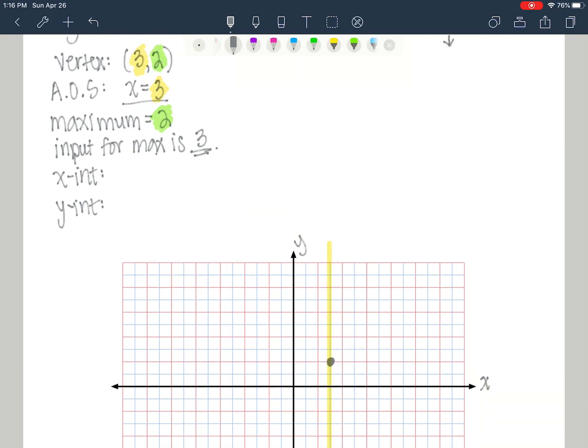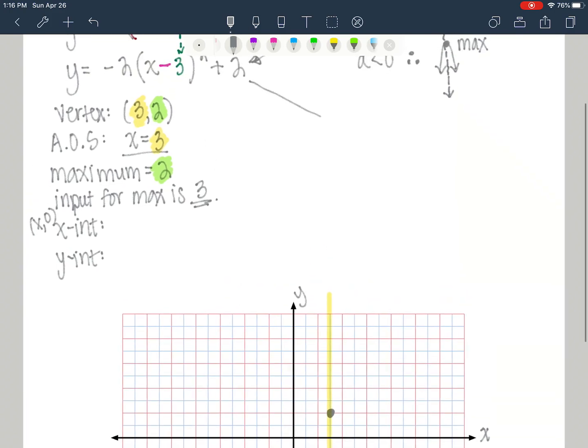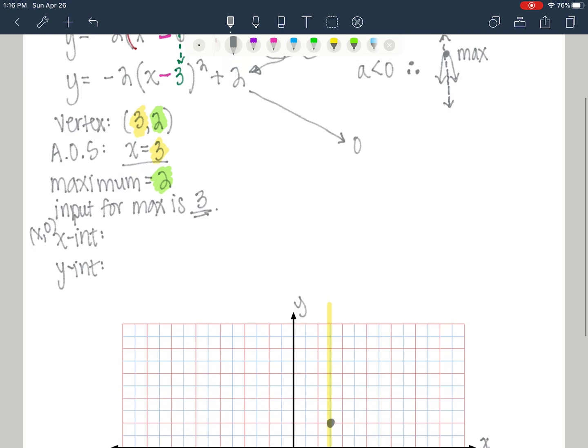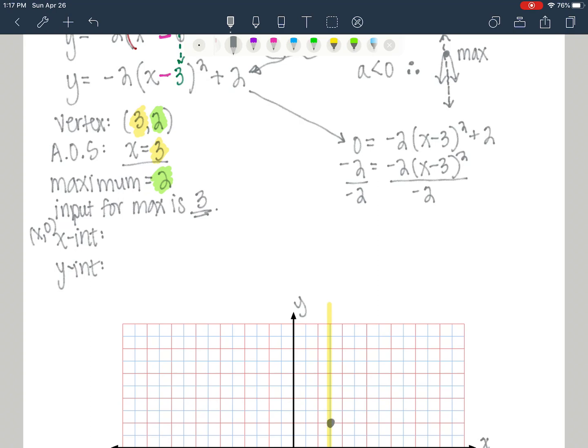So my x-intercept is the value of x when y is 0. I'm going to put a 0 in for y. And I'm going to use my vertex form to do this. I subtract 2 from both sides. So the positive 2 at the end is subtracted from both sides. I'm going to divide both sides by -2, giving me a positive 1 is equal to x minus 3 quantity squared.